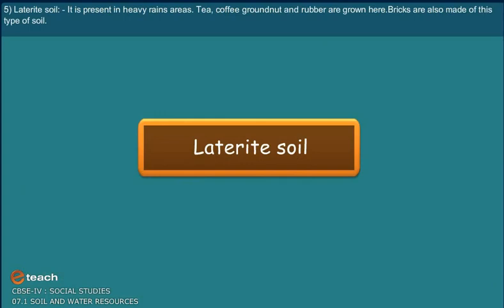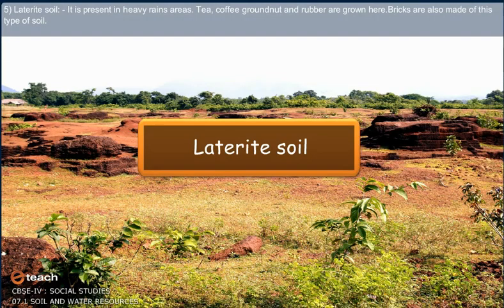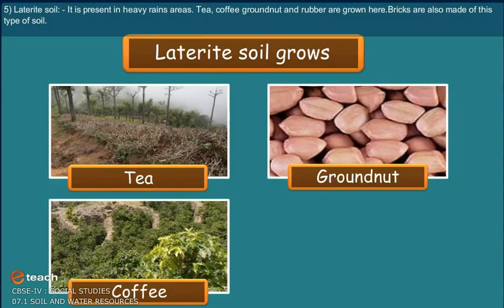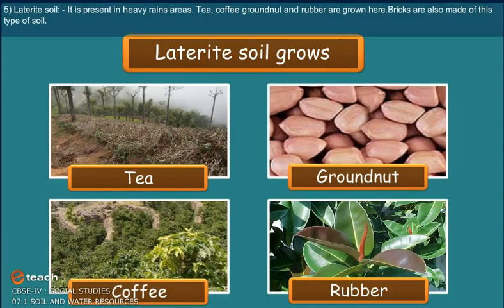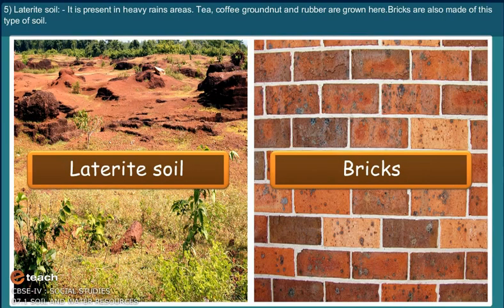5. Laterite soil. It is present in heavy rain areas. Tea, coffee, groundnut and rubber are grown here. Bricks are also made from this soil.